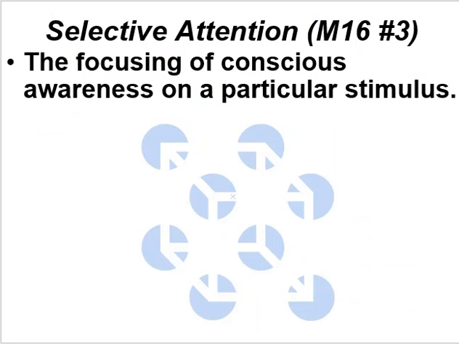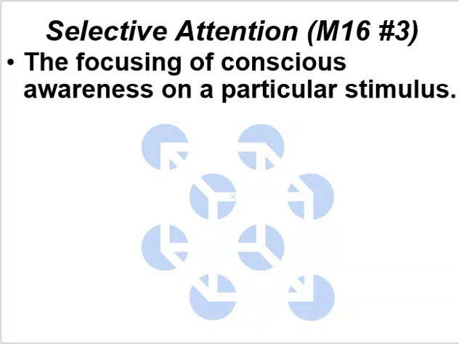Another concept we want to understand for sensation and perception is selective attention. In order to take in sensory information, in order to even have sensation, we need to use selective attention because there's so much sensory information coming in at one time. We choose what we want to pay attention to. Sometimes we choose wrong, and this causes us to miss critical information. So hopefully you're selectively attending to this information right now. It is the focusing of conscious awareness on a particular stimulus.